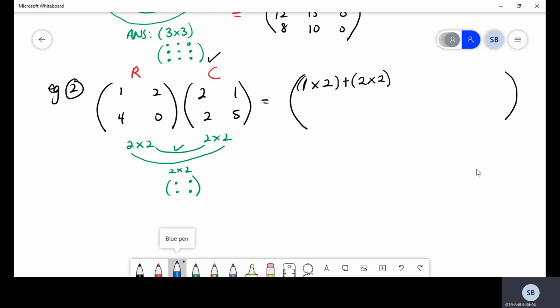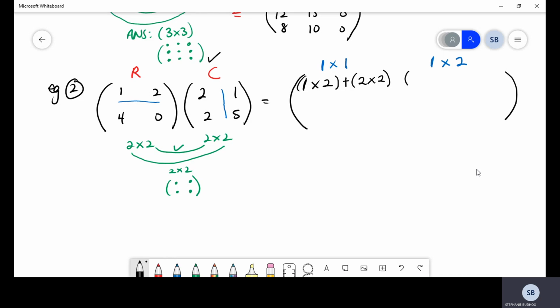So now we're going to move forward. And we're going to still highlight that first row. But this time, we're going to highlight it by the second column. All right, so we used the first row here, and we multiply it by the first column. Now we're going to use the first row, and we're going to multiply by the second column. All right, and over here, what are we going to get?